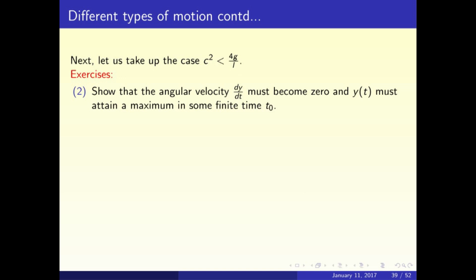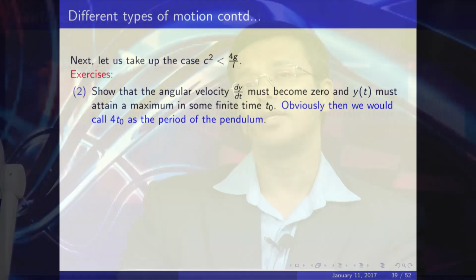Next, let us look at what happens if c squared is less than 4g by L. And here I am going to give you some very simple calculus exercises. Show that the angular velocity dy by dt must become 0 at some point of time, and y of t must attain a maximum at some point of time. That particular maximum value will be the amplitude of the pendulum, and the time at which that happens will be a quarter period, and so the period of the pendulum will be 4 times t naught.